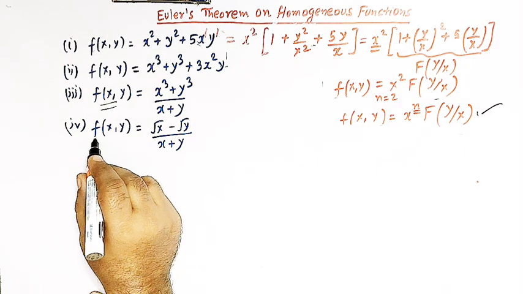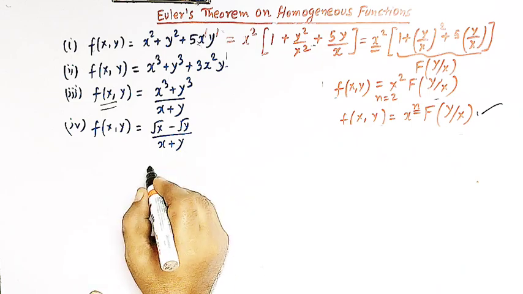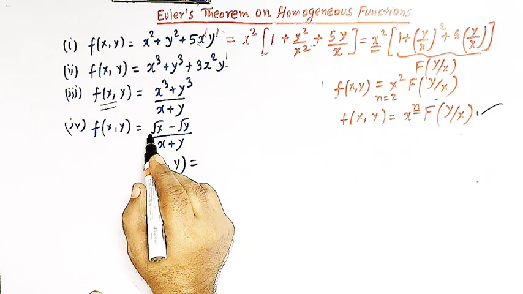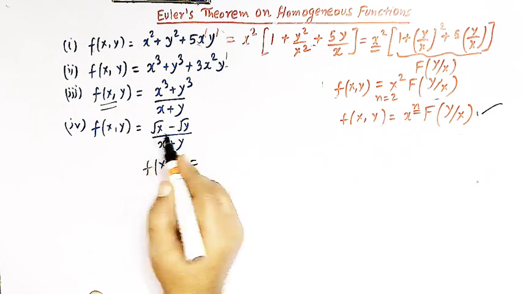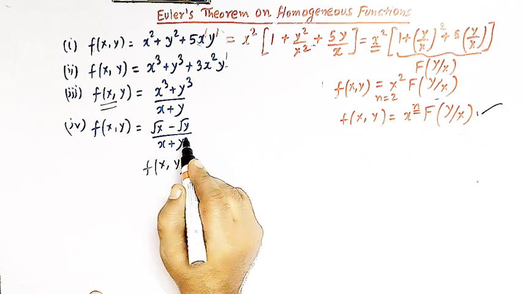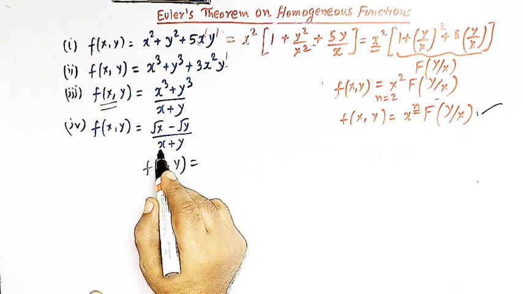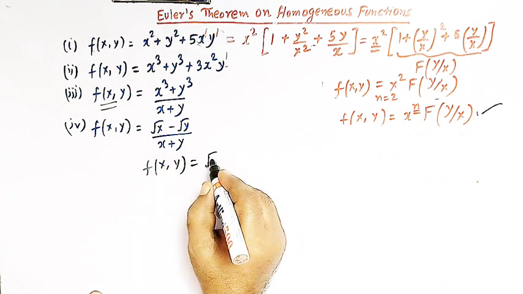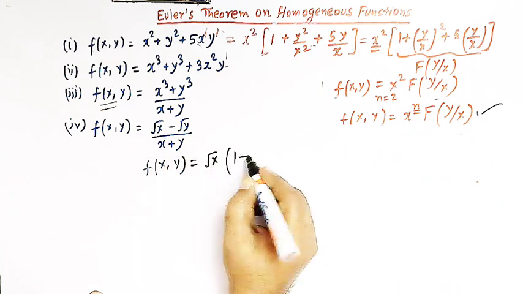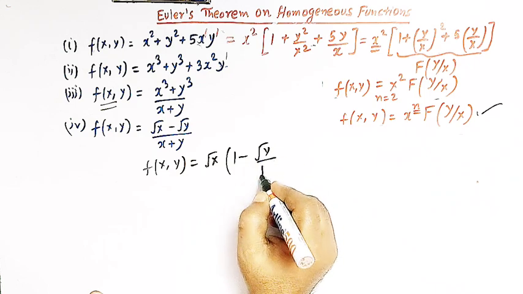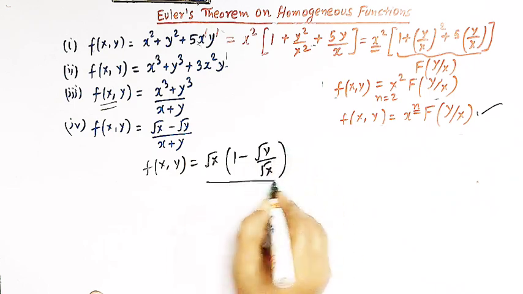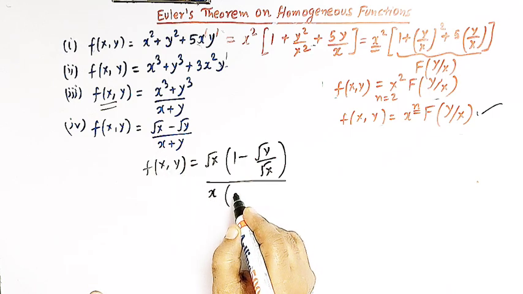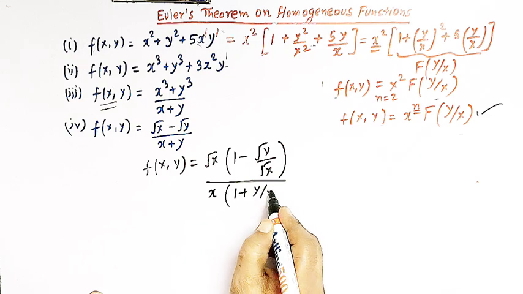Now let us consider the fourth example. So here we can write f of x comma y, and in the numerator we have root x minus root y divided by, in the denominator, x plus y. So in the numerator we can take square root of x common. So we have 1 minus square root of y over square root of x, divided by, here we can take x common, so we have x times 1 plus y over x.